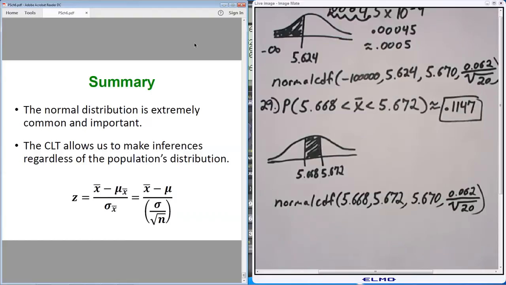The other reason, or another reason, is things like the central limit theorem, where we can use a normal distribution to find probabilities even if we don't know anything about the parent population that we're talking about. As long as the sample size is big enough, we can use the central limit theorem and normal distributions, and we don't really have to even know if the population is normal or some other sort of distribution.